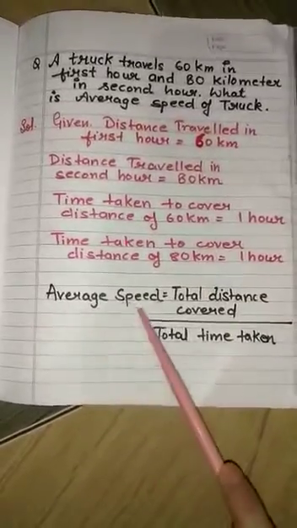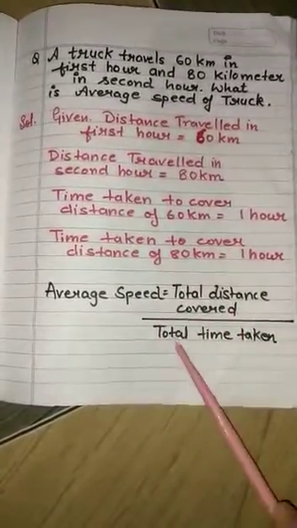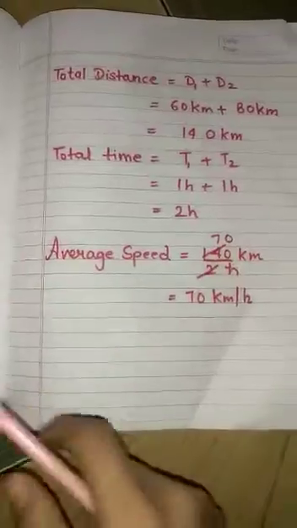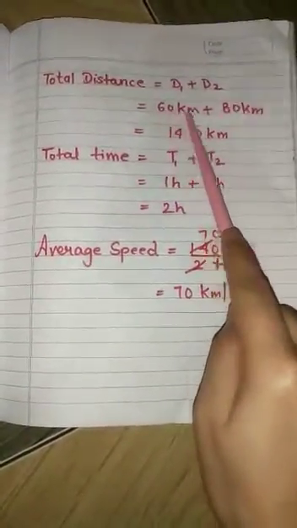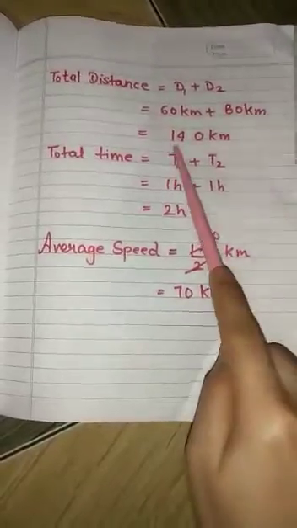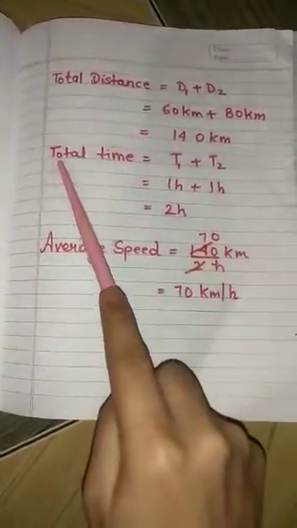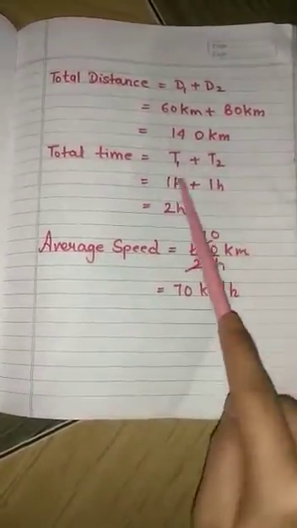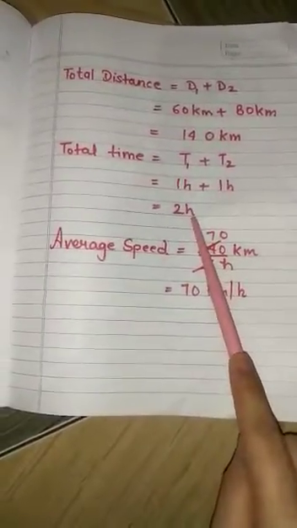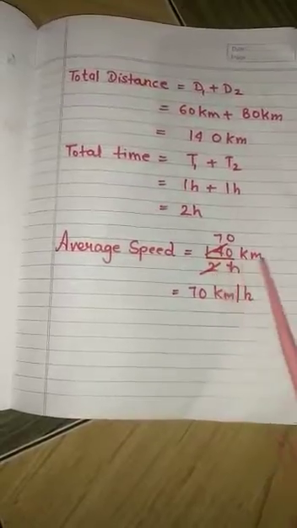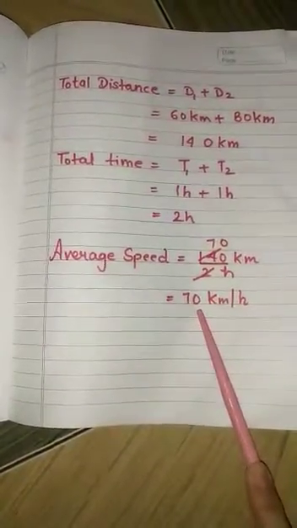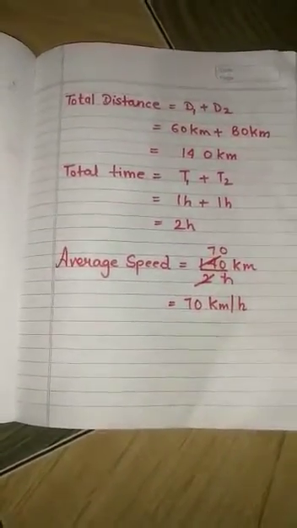Write the formula of average speed: total distance covered upon total time taken. Now find the total distance. Add both the distances, 60 km plus 80 km, 140 km. Now find the total time. Add both the times, 1 hour plus 1 hour, 2 hours. Put the values in the formula, 140 upon 2, and we got the answer 70 km per hour. This is how we find the average speed.